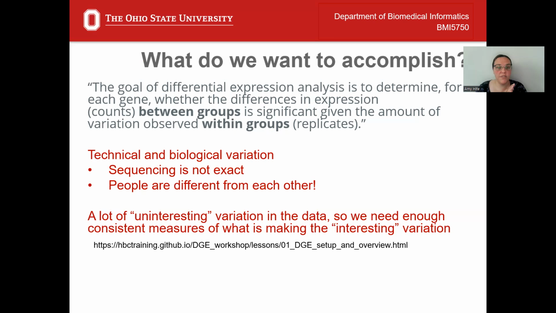So there's biological variation. There's also technical variation. So there are differences in sequencing from day to day, from batch to batch. So we have to think about that technical variation and the biological variation. So we need replicates. Biological replicates are always needed. There is a lot of uninteresting variation in the data. So we need enough consistent measures so that we can understand, is there something here making interesting variation?